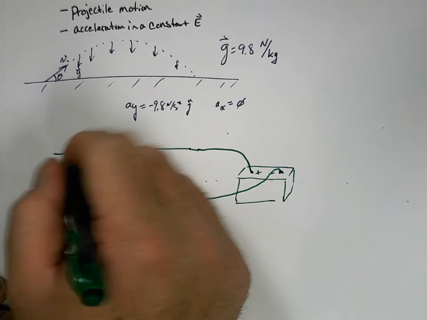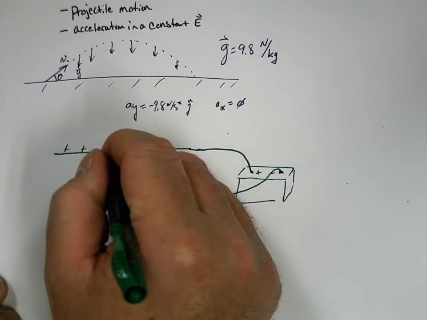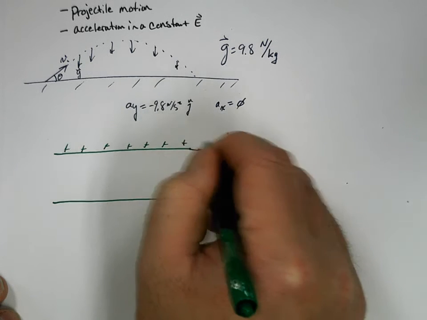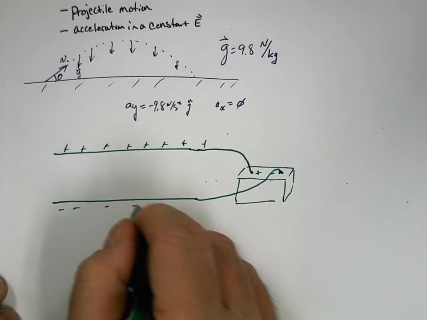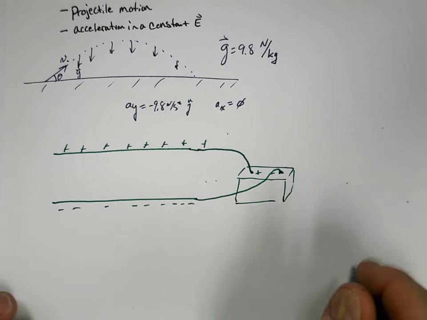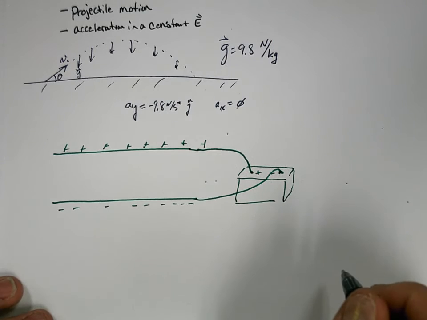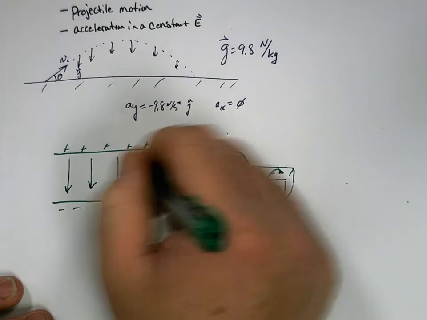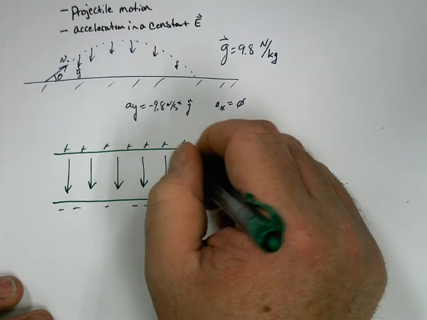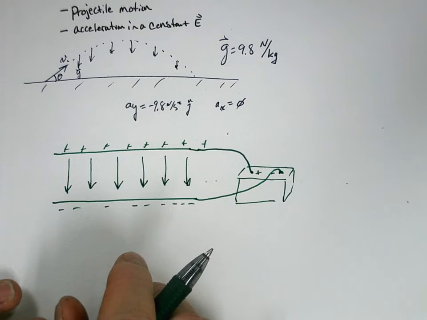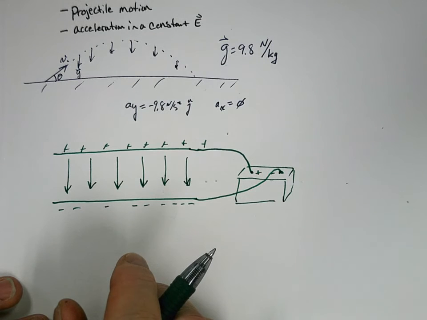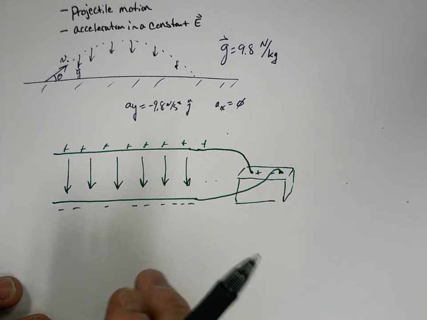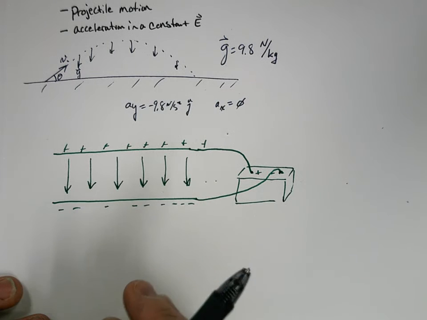Okay. Along this charged plate over here, we have positive charges. Along this charged plate, we have negative charges, which means that we have an electric field that is pointing in this direction with the same strength no matter where we are in the field. This is our electric field.